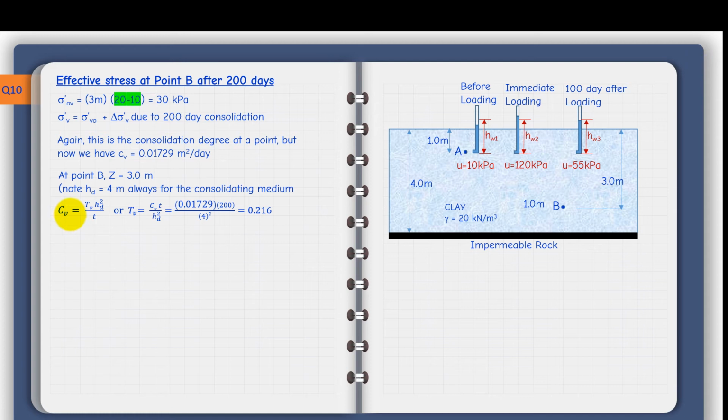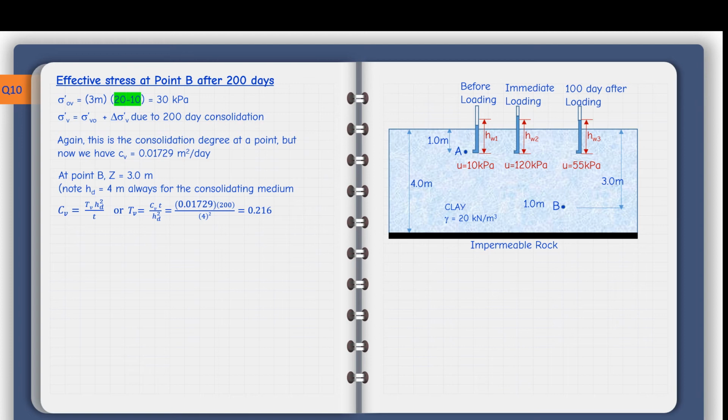Then we can substitute the coefficient of consolidation and rearrange. I need to get the time factor at point B. So CV is known now, 0.01729. H drainage is known, time is 200 days because this is what's required here. So I got the time factor at point B, 0.216.